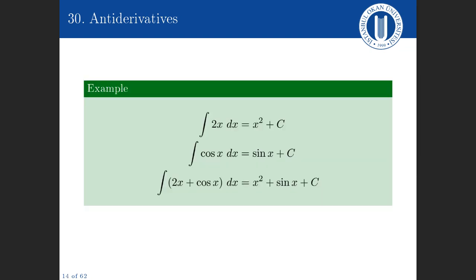For example, the integral of 2x dx is x squared plus c. The integral of cos x dx is sin x plus c, and the integral of 2x plus cos x dx, by the sum rule, is x squared plus sin x plus c.